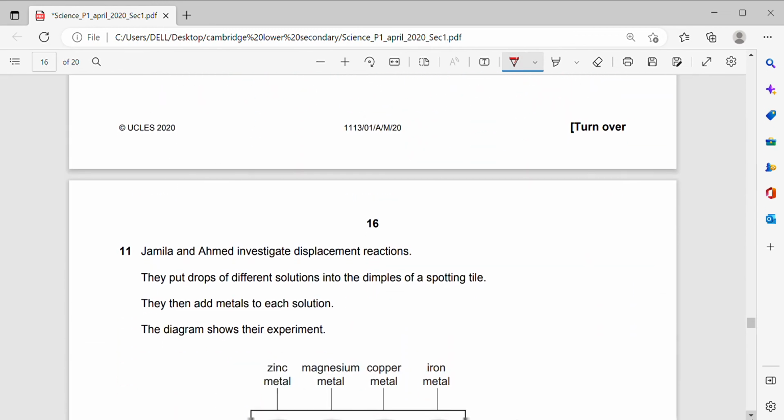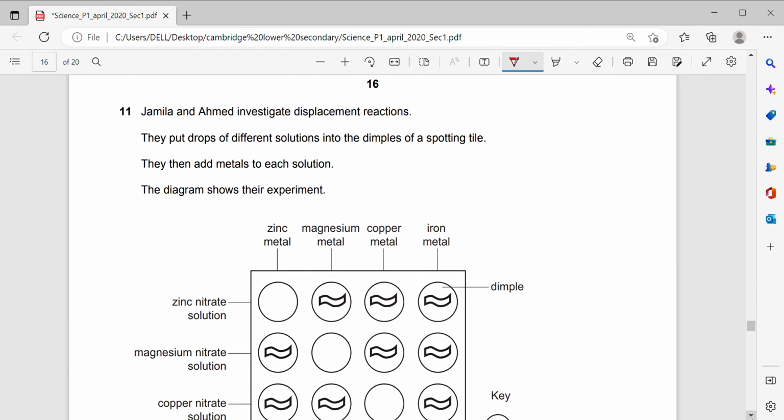Next question. Jamila and Ahmed investigate displacement reactions. Let's remember what displacement reactions are: reactions where more reactive elements displace, or push, the less reactive element. They put drops of different solutions into the dimples of a spotting tile. They then add metals to each solution. The diagram shows their experiment.